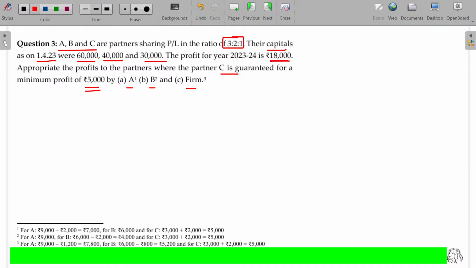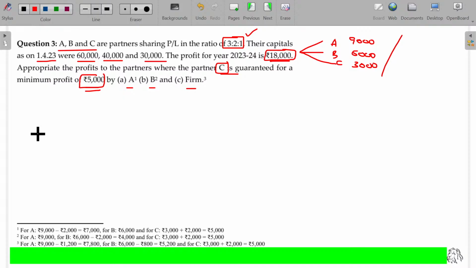Normally what happens is the profit being 18,000, P&L ratio being 3:2:1, should be shared among all three partners in that ratio. What's that? 3:2:1? 9,000, 6,000, 3,000. Hope now you'll be able to understand. Clear? 9, 6, and 3. Any doubts here? But here, C is guaranteed a profit of 5,000 rupees.